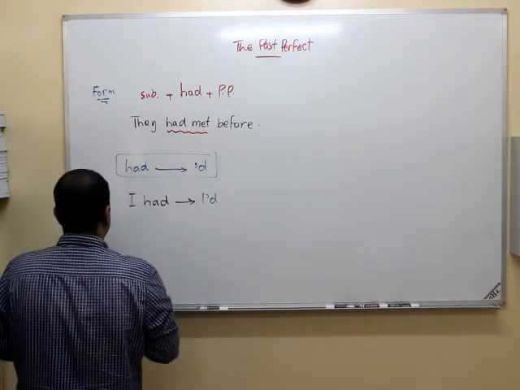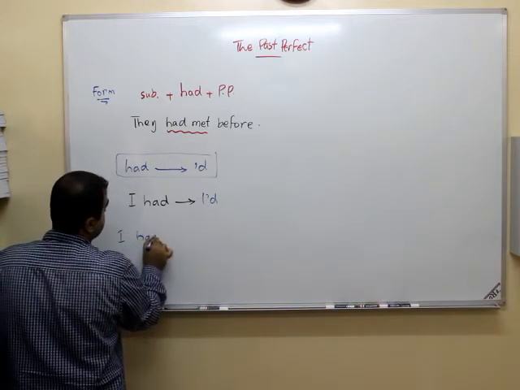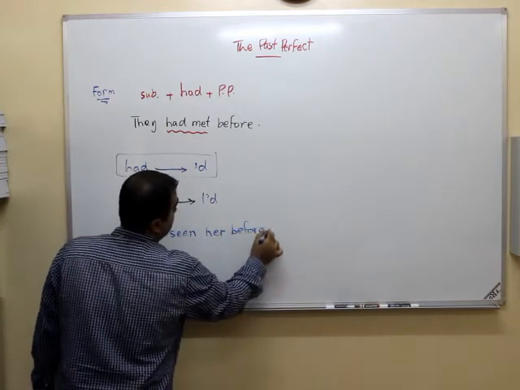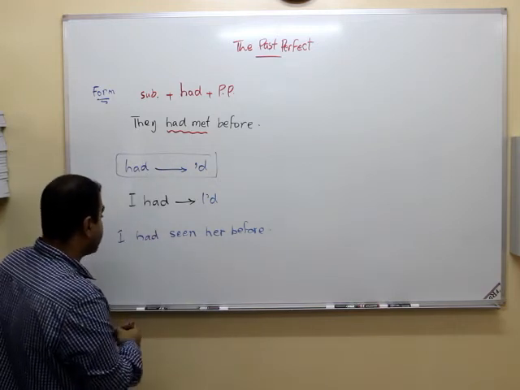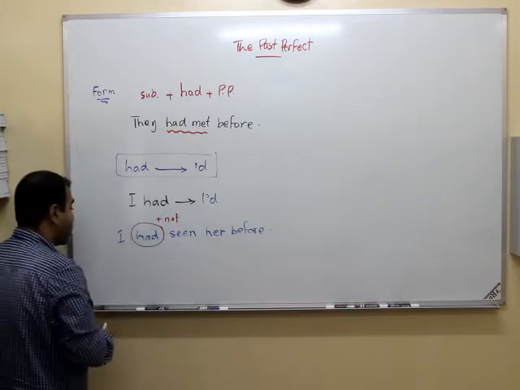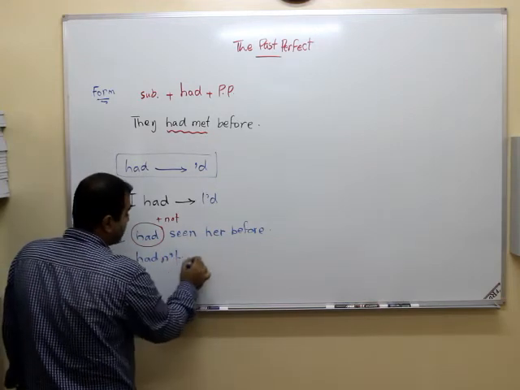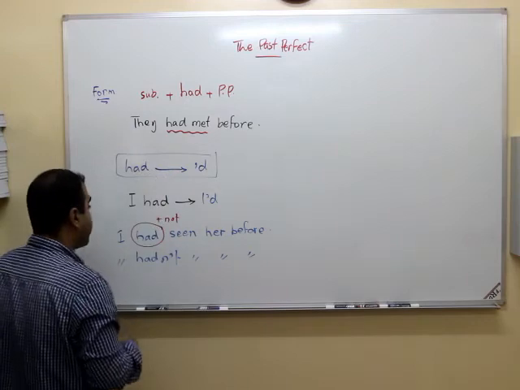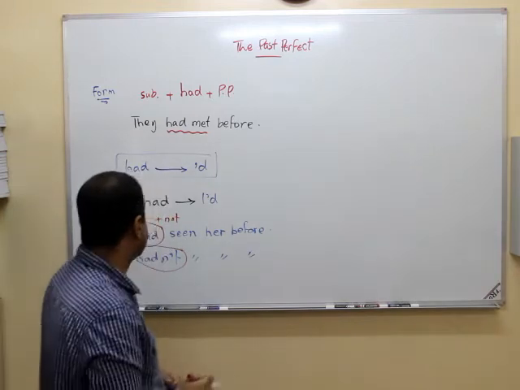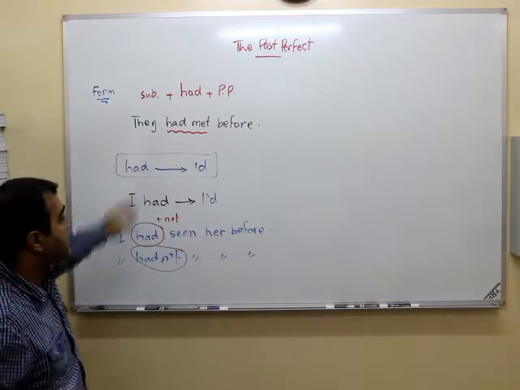Also in the negative, we have to mention that when I say I had seen her before, I can put this verb into the negative by adding not. With contraction, I can say I hadn't seen her before. So this is the way we put the auxiliary had into the negative. Had becomes had not and hadn't. So this is the first part about how to form the past perfect tense.